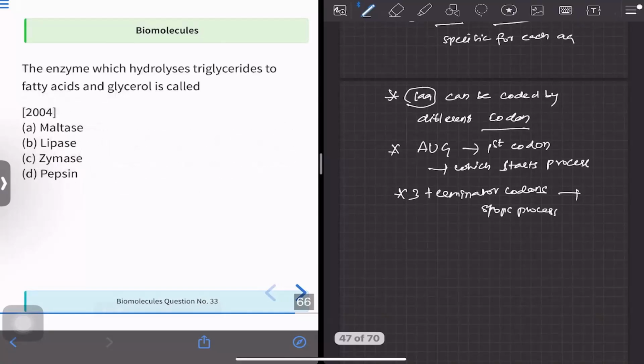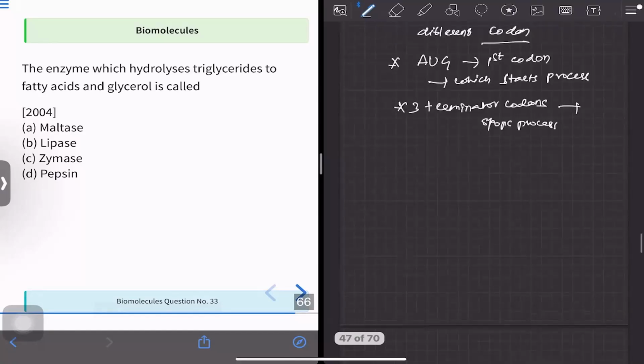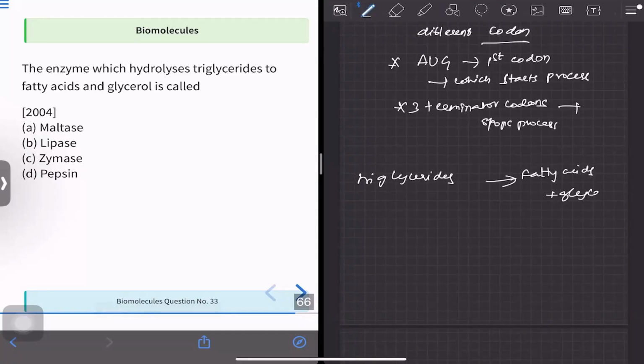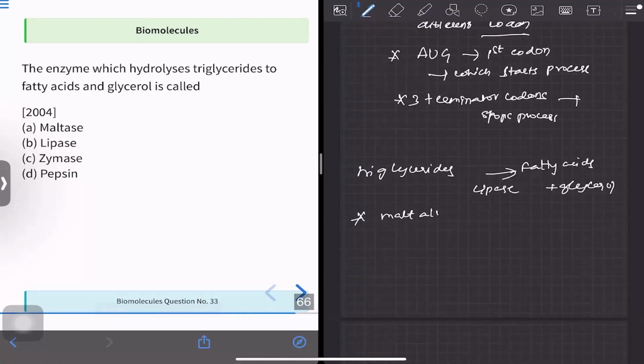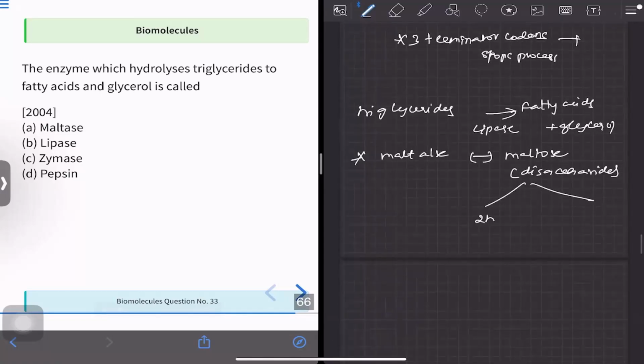Next question. The enzyme which hydrolyzes triglycerides into fatty acids and glycerol is called. See, triglyceride is a lipid molecule. When lipid molecules hydrolyze, they produce fatty acids and glycerol. So it is done with the help of the enzyme lipase. We all know the action of maltase. Maltase causes hydrolysis of the molecule maltose, which is a disaccharide. When it hydrolyzes, it produces 2 monosaccharide molecules, which are glucose and glucose.